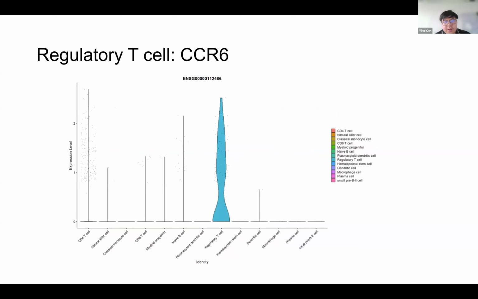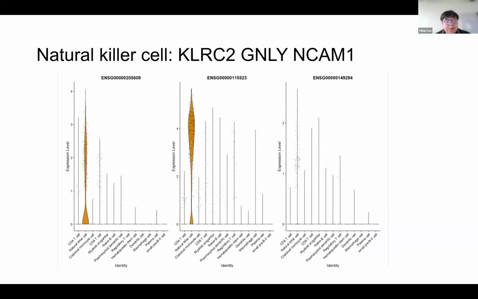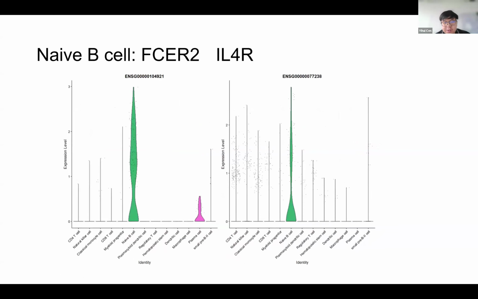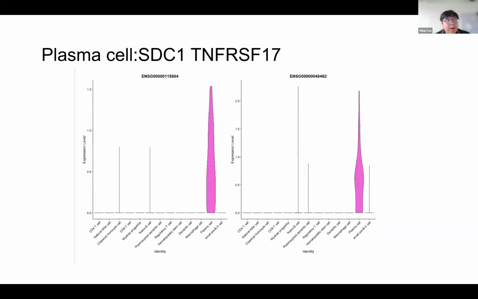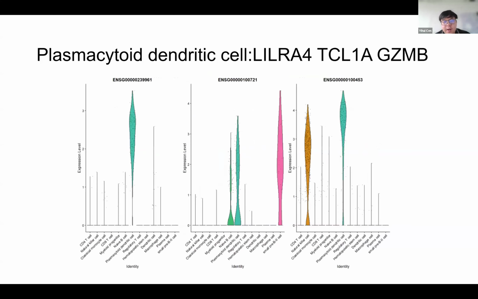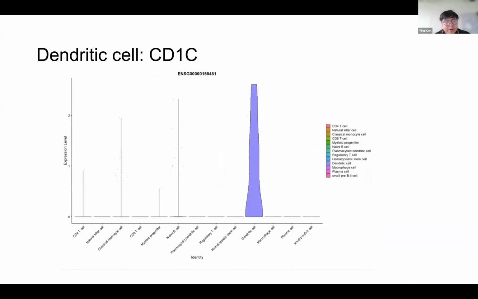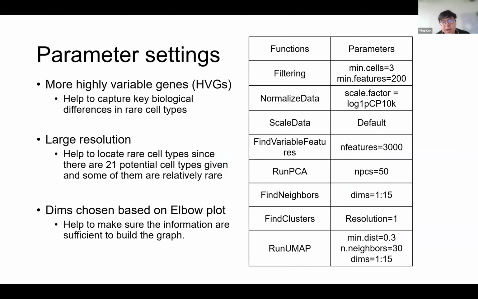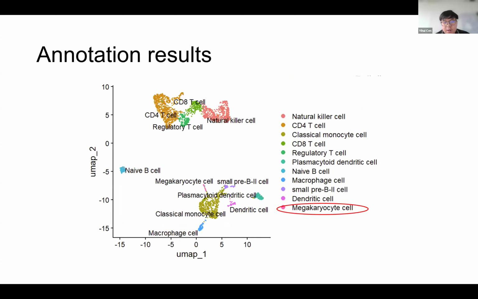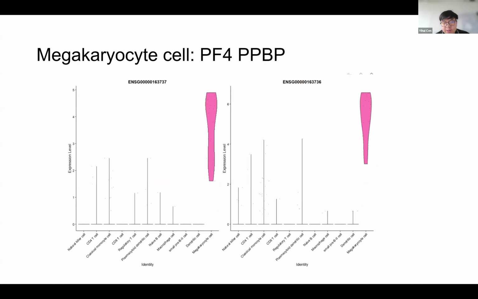So regulatory T cell is CCR6. Natural killer cell is pretty unique. I will just go through this result. You can see I can identify those cell types by using multiple markers. Okay. And for dataset 2, the only thing changed is the dimension, which becomes 17 to 15. And the unique cell type is the megakaryocyte cell, and the marker looks like this.